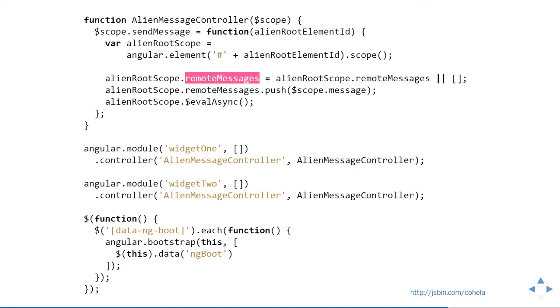we just ensure that in this other alien scope there is a remote messages array. If there isn't, we put one there. Then we push an element into this array with the message that we have in our own scope. And then we use alien root scope $evalAsync in order to perform a digest.